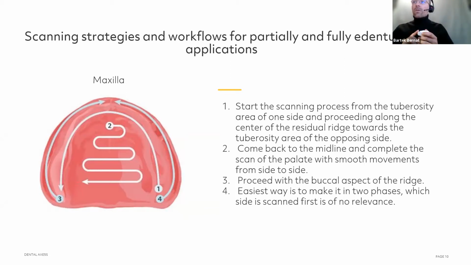So this is something new. So you do first the ridge and then the palatal. Very different than the normal full jaw scan. Then you proceed to the buccal aspect of the ridge, and you could split it into the two phases, from one side to the other side, or do it in one swipe if you have some practice. So yeah, now I'm going to switch to some live demo of this, and you see what I mean.